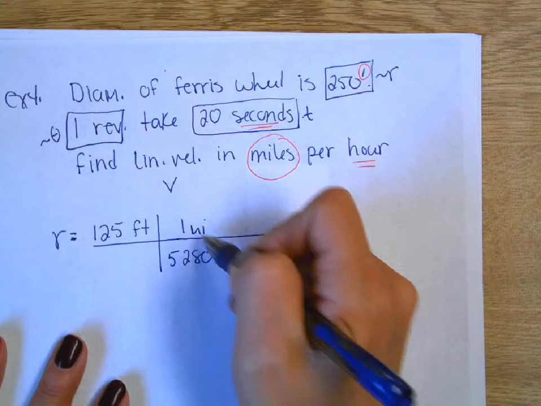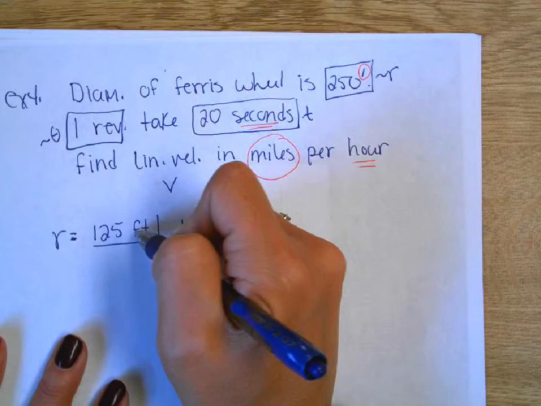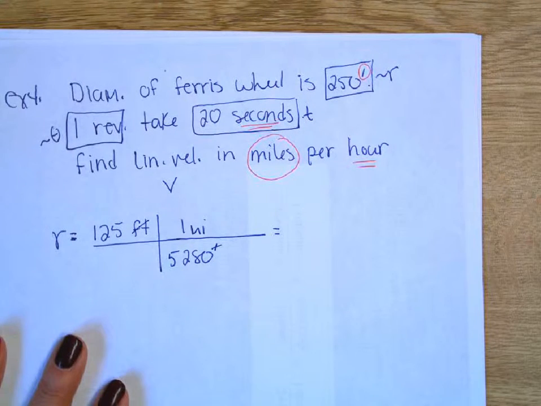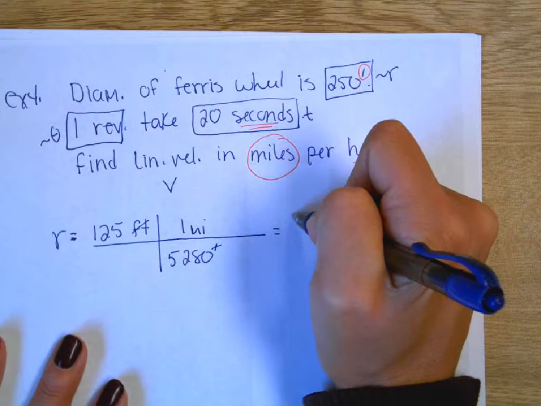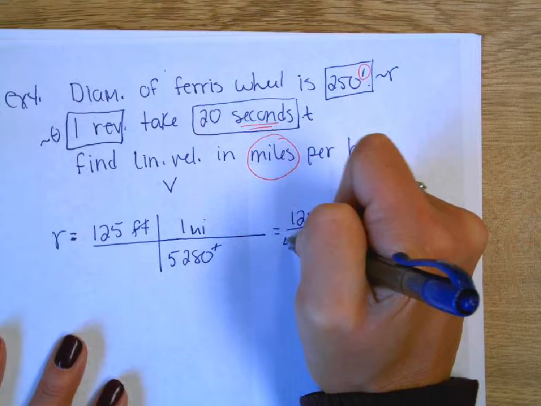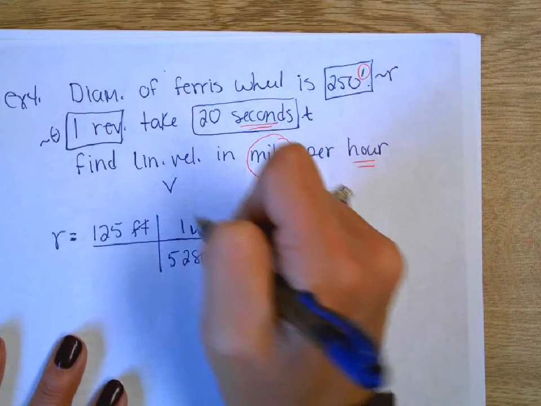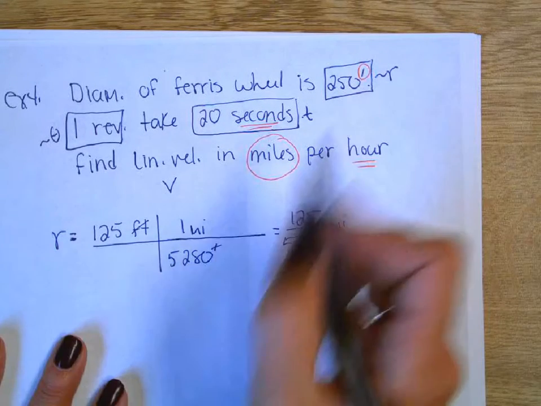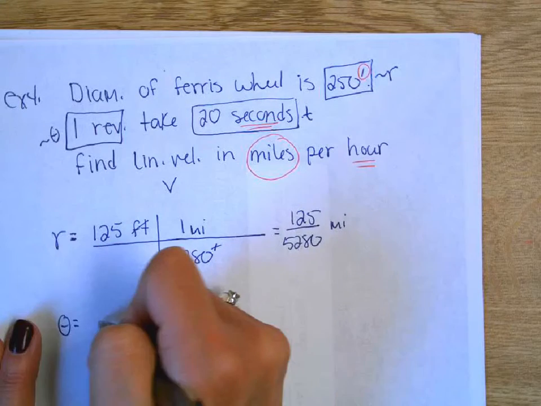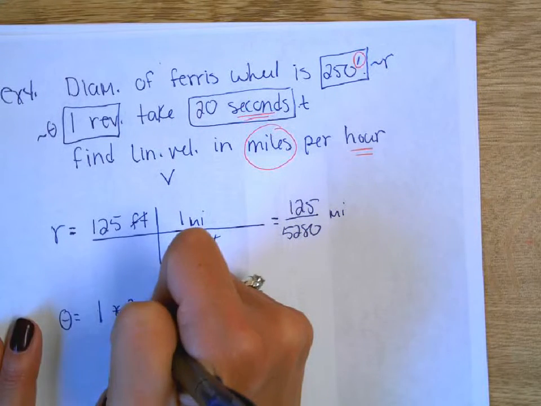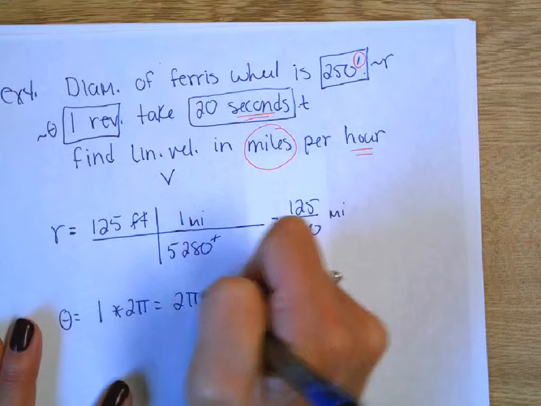So, what do I have to do? What's the process to get this into miles? 125 divided by 5280. Oh, let's just reduce it down to a fraction here. We'll stay exact. Oh, that's obnoxious too. Let's just leave it as it is. 125 over 5280. Because I crossed off the feet. Okay, radius is done. Theta, how do I get theta? You just multiply by 2 pi. So it's 2 pi radians.